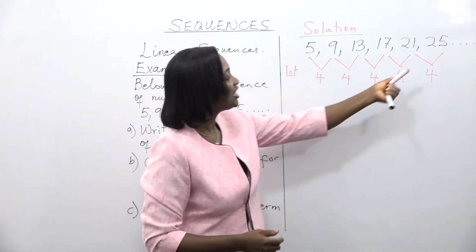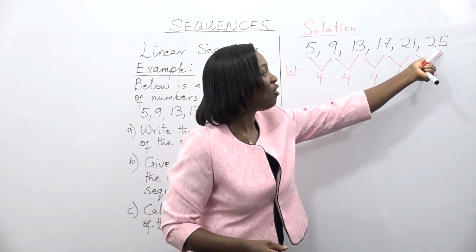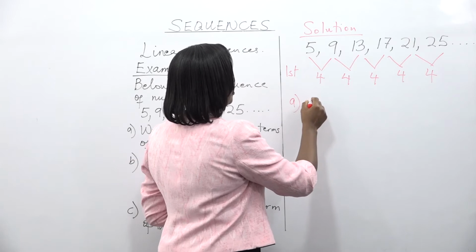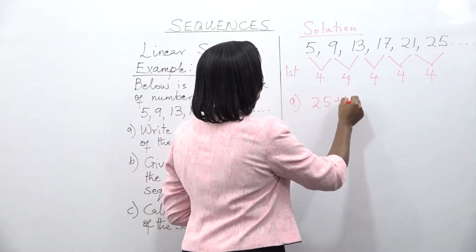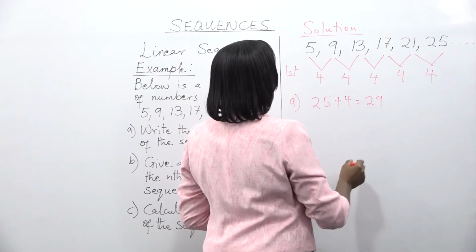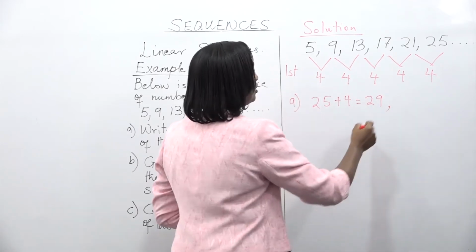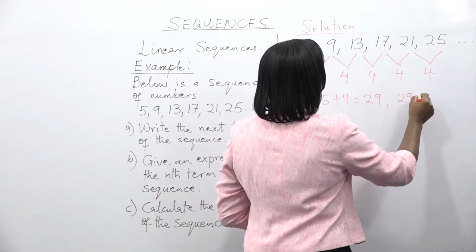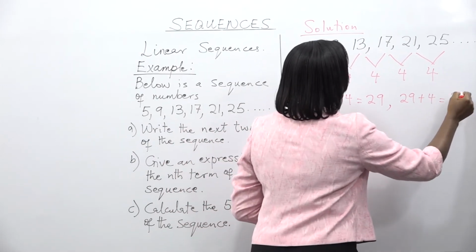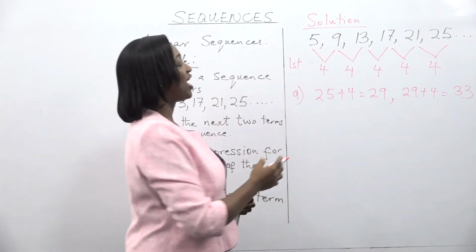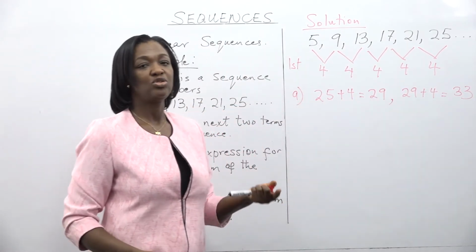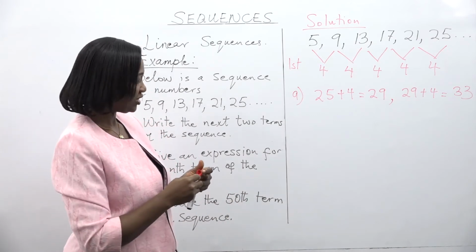That means that the next term is simply to add 4 to 25. So A, 25 plus 4, which is equal to 29, and 29 plus 4, which is equal to 33. So 29 and 33 are the next two terms of the sequence.